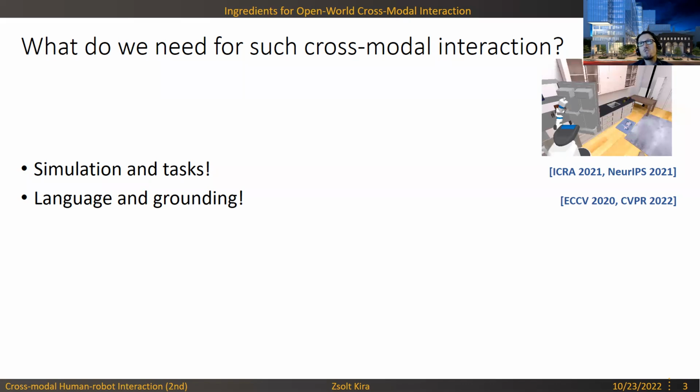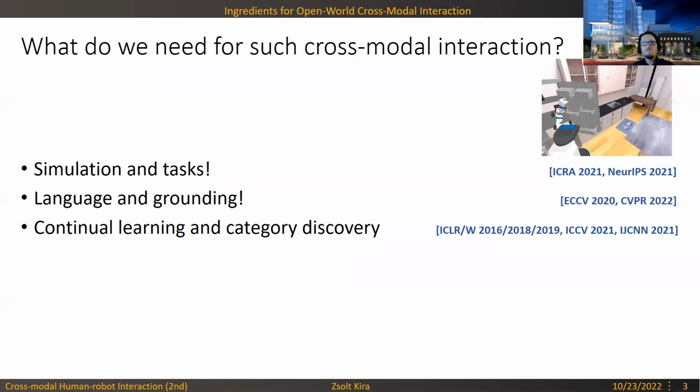Of course, language here is really important. That's the point of this workshop, so cross-modal interaction. And really language and grounding, that is the association between the sensory data that the robot is obtaining and that language, is very important. And there are a lot of different aspects that language can provide, which I'll again talk about.